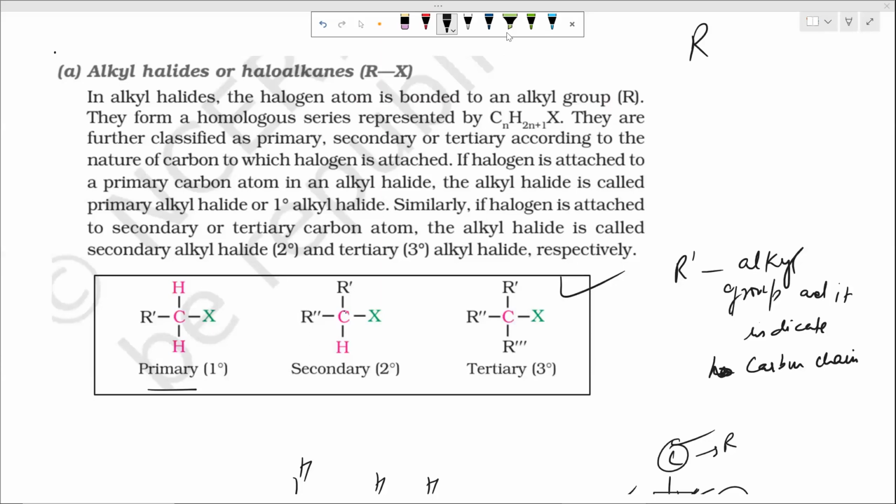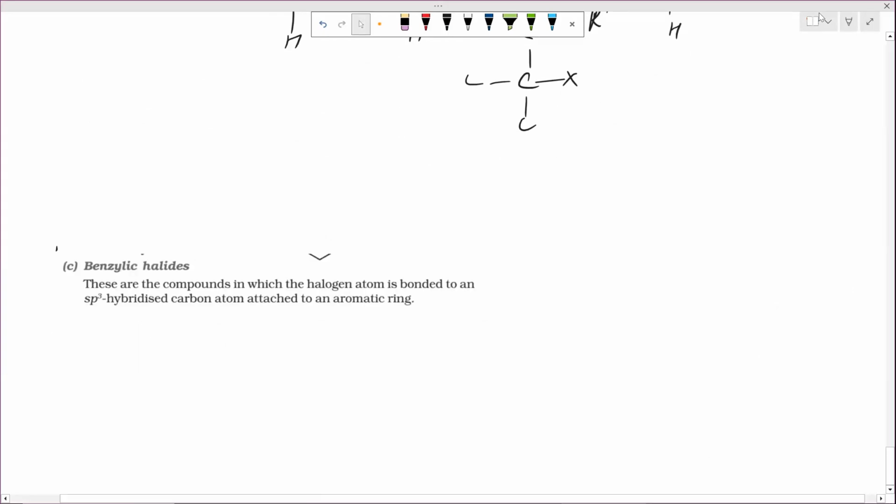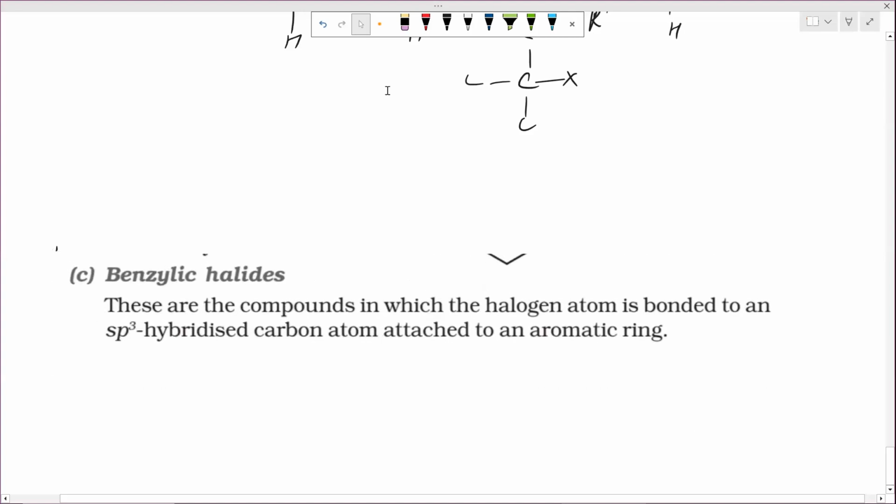Benzylic halides are those that are going to have the benzene. They are known as benzylic halides. If I take this one also, it will help you understand this concept. What is a benzylic halide? They are those containing the benzene ring. Benzene ring means C6H6, the ring that we have drawn.